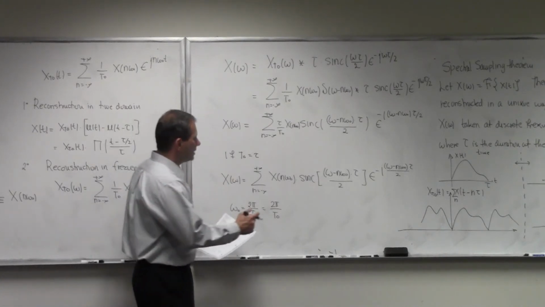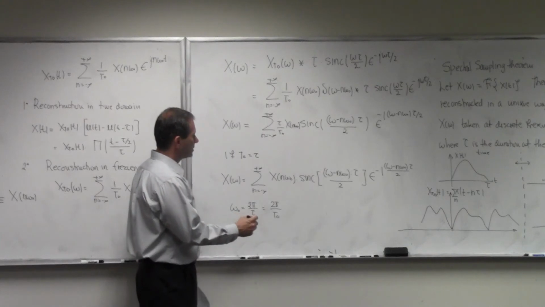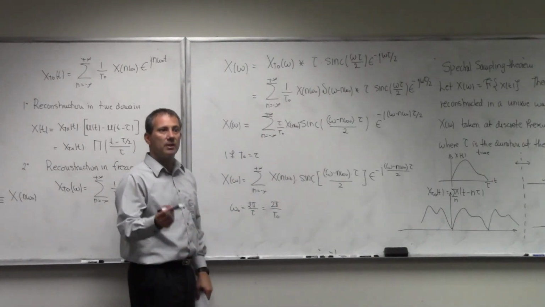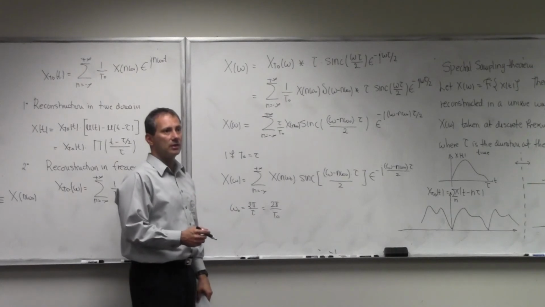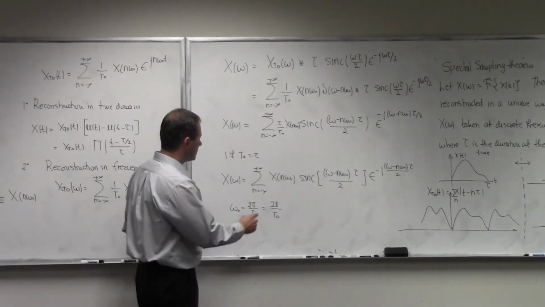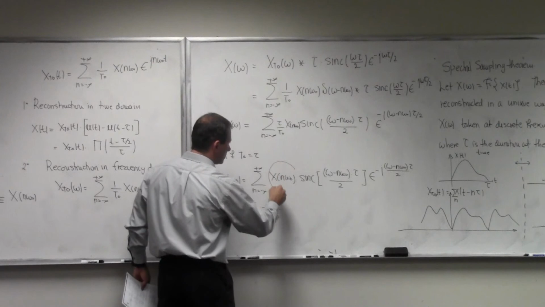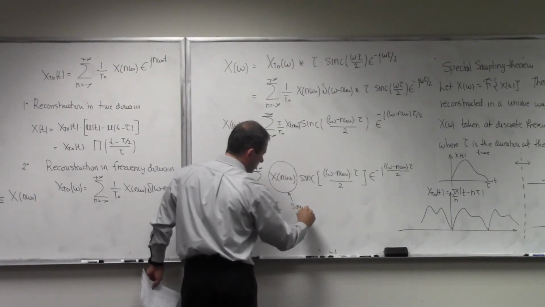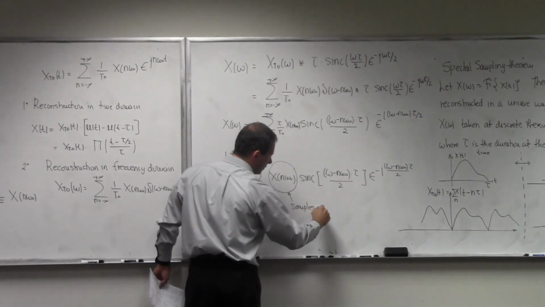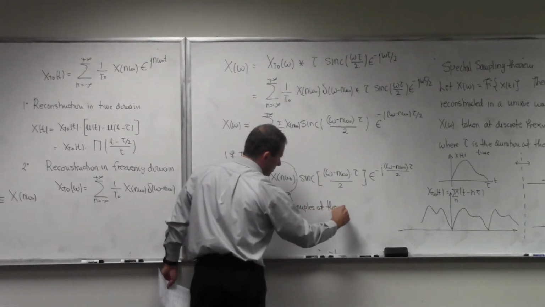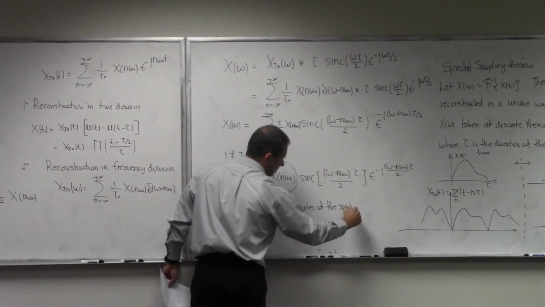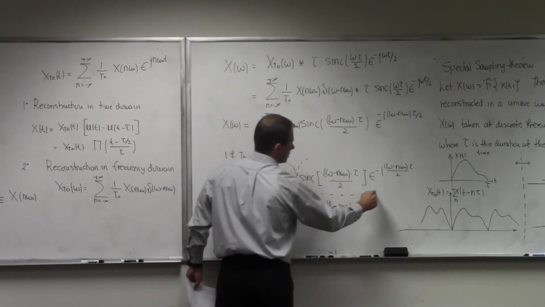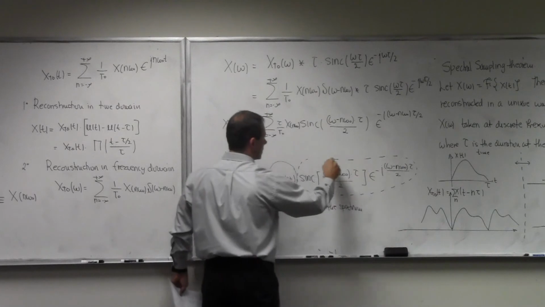So if you look at this, this is very much similar to our reconstruction formula that we originally looked at in the case of time domain sampling. Here are the samples of the spectrum. And this is my weighting function. This is the reconstruction function.